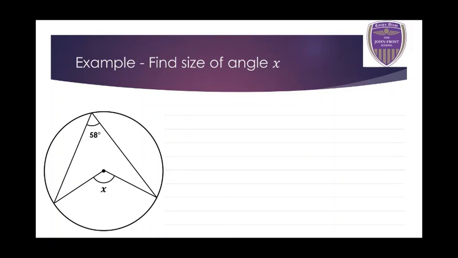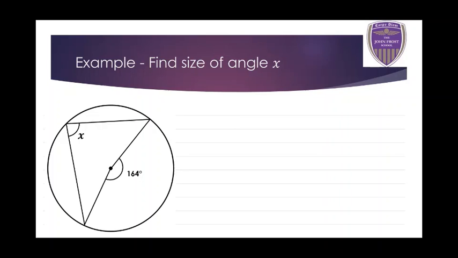We've got another circle here, and we can see the angle at the edge is 58 degrees, and we're trying to find the angle in the center. Again, the angle at the center is twice as big as the angle on the edge. So once again, x is equal to 2 times 58 degrees. Therefore, x is equal to 116 degrees. So if you know the angle on the edge, you have to times it by 2 to get the angle in the center, okay? Another example.